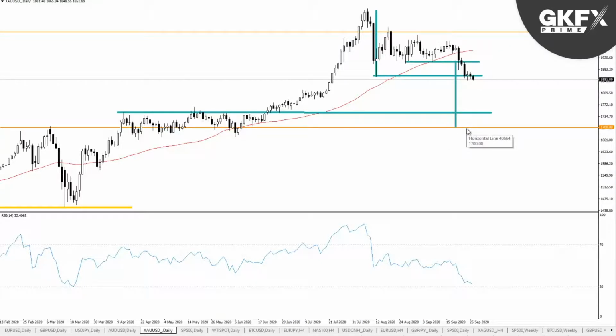Again, with the idea that we've had some breaks of significant moving averages and trend lines. Looks like the trend is reversing. So expecting lower prices is generally the way I'm playing this in gold.